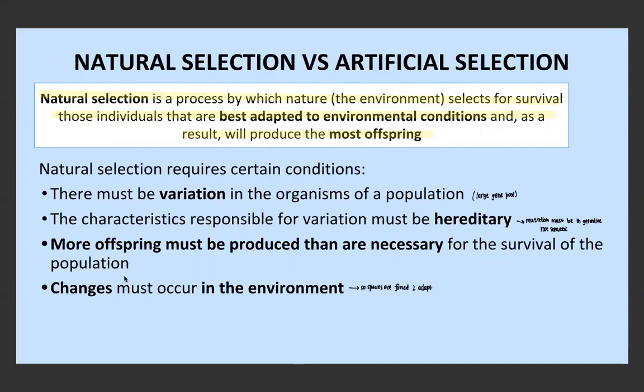And the last thing is that there must be changes in the environment. If the environment is constantly exactly the same, it's stable, it's never changing, the organisms won't need to adapt because they already will be able to survive in the environment. But if it changes, that means that there's going to be some sort of phenotypic characteristic that supports some organisms' survival and doesn't support others and leads to the death of others. So there needs to be changes in the environment.